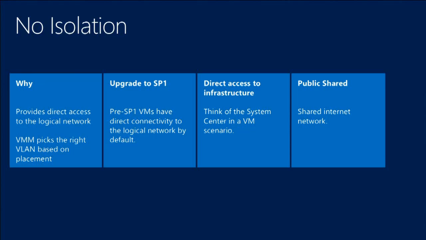Last thing I want to talk about is no isolation. That's one special type of VM network that we have. You'll still use them quite a bit. I'll show you how to set those up for your infrastructure. You'll be using VLANs underneath, but this no isolation basically says, give this VM direct access to this logical network, regardless of wherever you place the VM, we'll pick the right settings for that network.